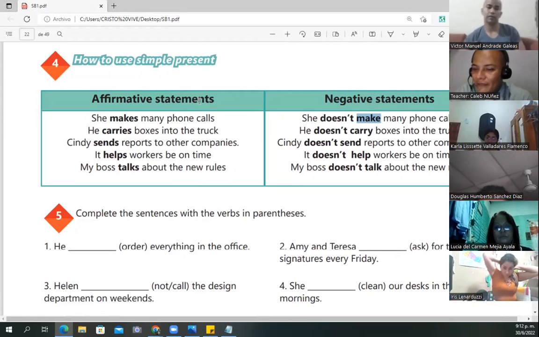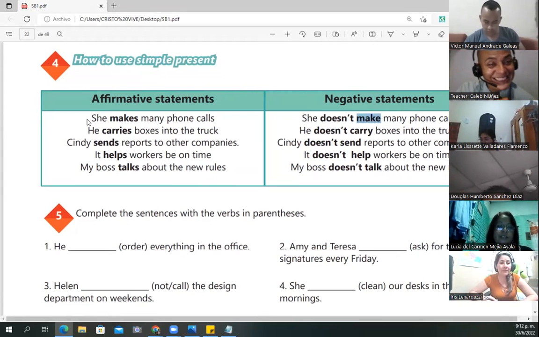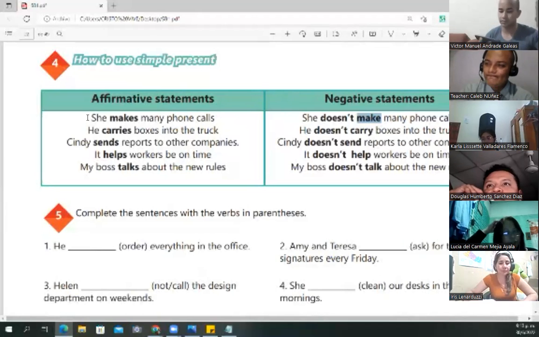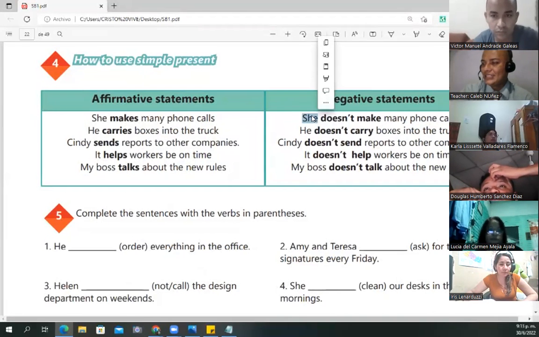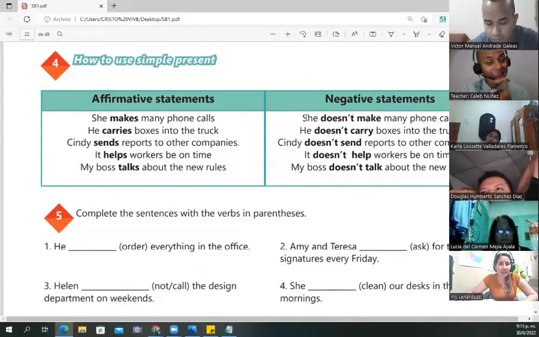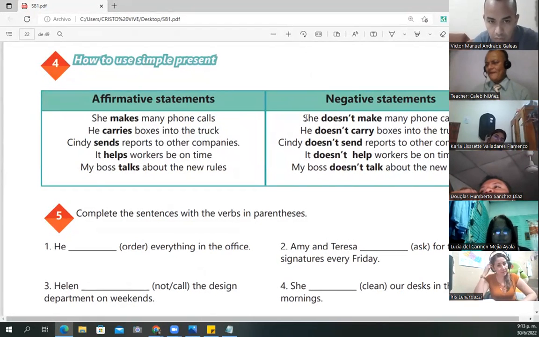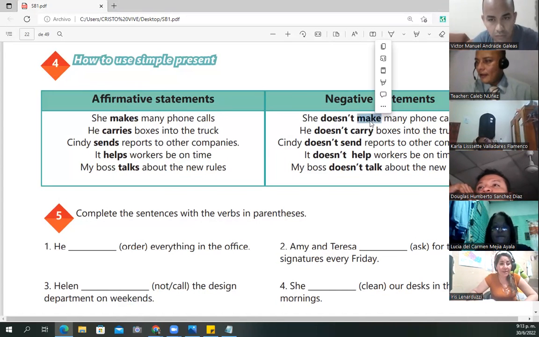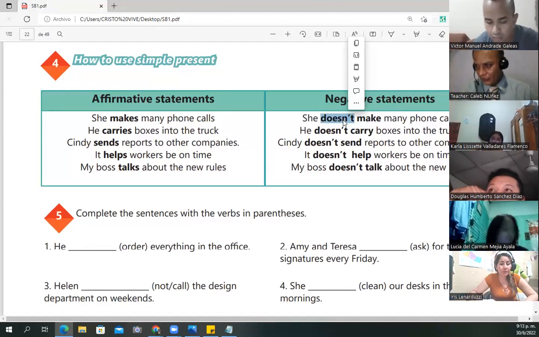All right? Doesn't make. Empecemos acá. Affirmatives. Go ahead, class. She makes. Pronunciamos la S. She makes many phone calls. Vean la diferencia. En el negativo sería: she doesn't make many phone calls. Estoy diciendo ahí que ella no hace muchas. Quizás hace poca, ¿verdad? Unas dos o tres. Okay. Veamos ahí, por favor, el cambio en el verbo, ¿sí? Aquí es makes. ¿Y acá? Make. Debido al auxiliary, okay?